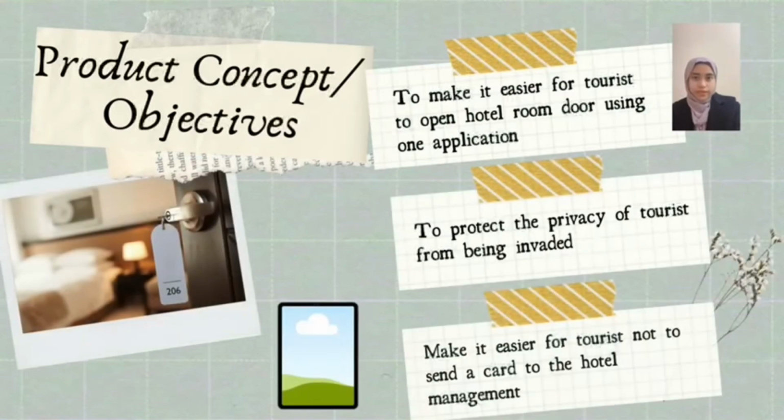Now, look at the objective of this application. Firstly, to make it easier for tourists to open the door of a hotel room using just one application, such that tourists only have to download an application on their phone. Second, to protect the privacy of tourists from being invaded. Thirdly, to make it easier for tourists not to have to send a card to the hotel management.